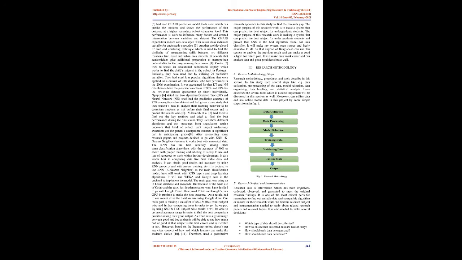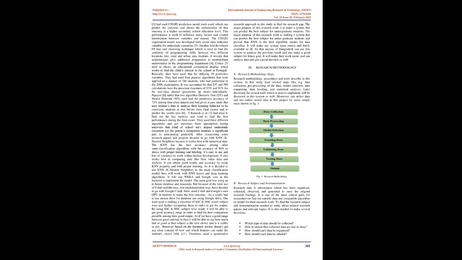Cortez [5] tried to show an educational economical display which works to find the child's interest in school in Portugal. Basically, they used 29 predictive variables. They used 4 popular algorithms applied on a dataset of 788 students who had performed in the 2006 examination. It was reported that DT and NN algorithms have predictive accuracy of 93% and 91% for the 2-class dataset, pass/fail, respectively.